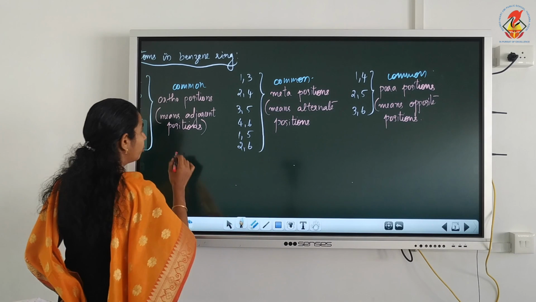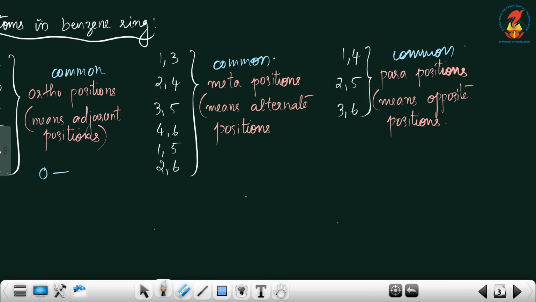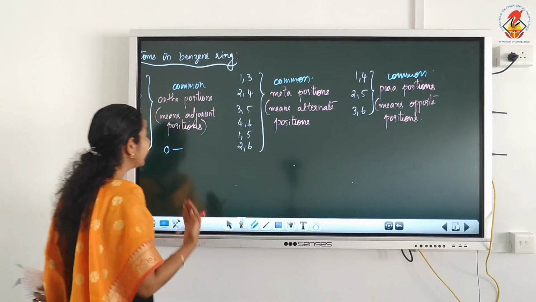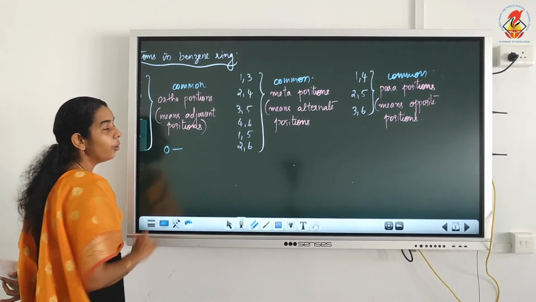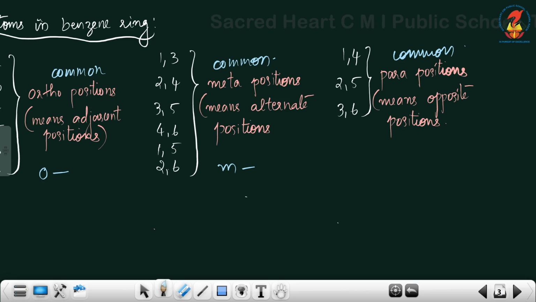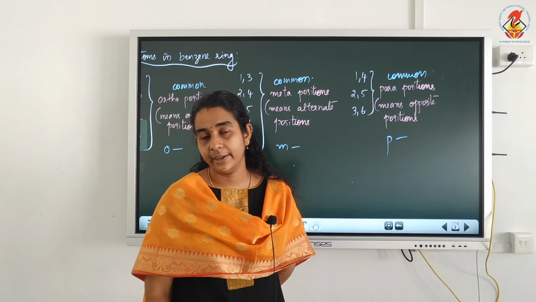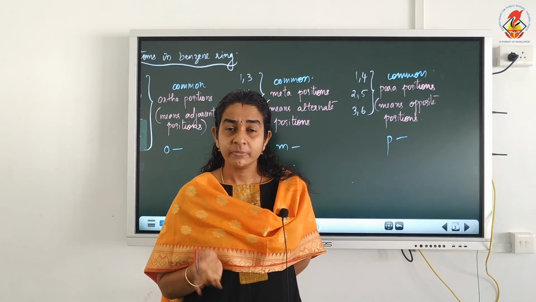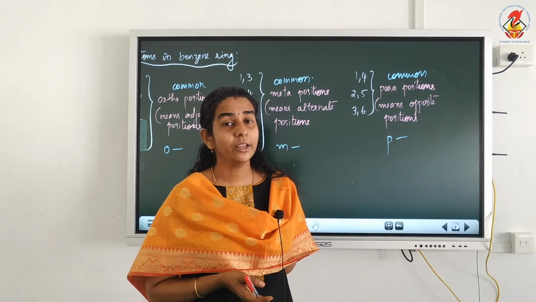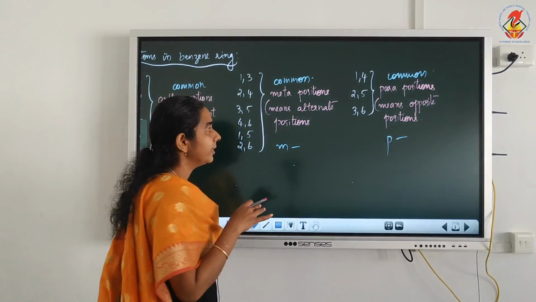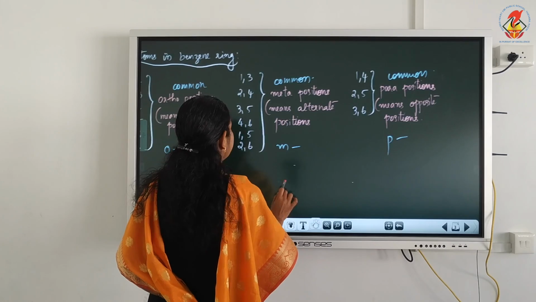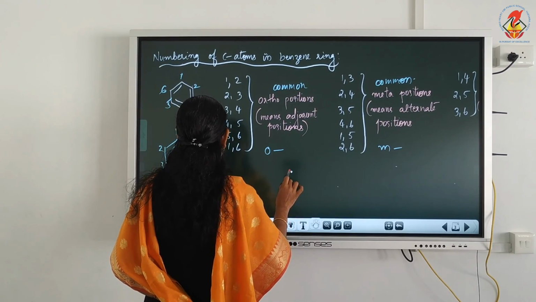Now, the short form of ortho, meta, para: small o hyphen, small m hyphen, small p hyphen. We never start with capital letters, use only small letters. The abbreviation of ortho position is small o hyphen. Meta position, the abbreviation is small m hyphen. And the para position, the abbreviation is small p hyphen. So, don't ever use capital letters to represent ortho, meta, para. And remember, these are the terms that we use only in common systems. So this is about the numbering of an aromatic ring or benzene ring.